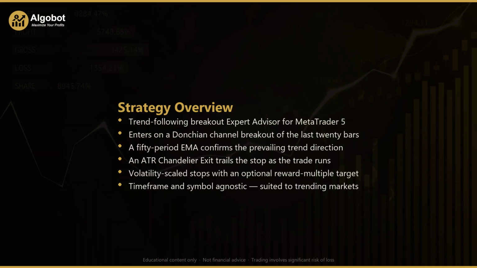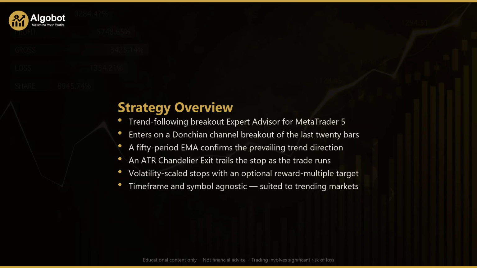The first layer is the entry engine, a Donchian channel breakout. When price closes beyond the highest high or the lowest low of the last 20 bars, that is, by construction, a fresh directional break of recent structure. The second layer is a trend filter, a 50-period exponential moving average. A breakout to new highs is only considered while price sits above the moving average, and a break to new lows only while price sits below it. This filter discards breakouts that fight the larger trend, which is where they most often reverse.